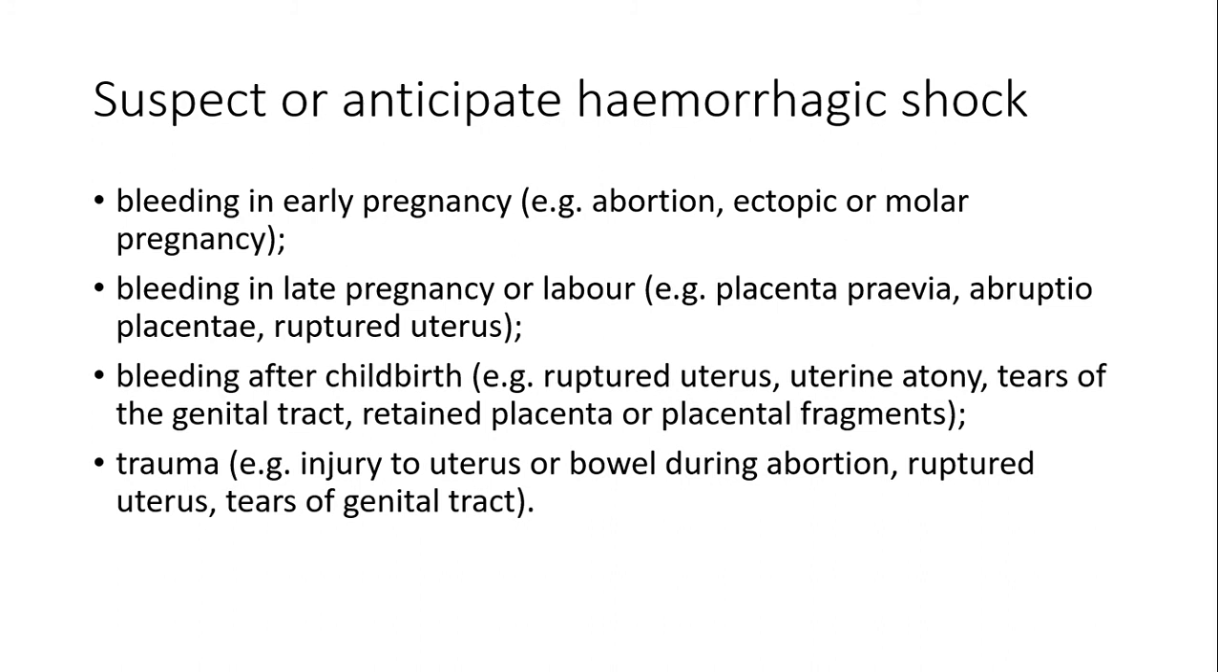Bleeding in early pregnancy, for example, in case of abortion, ectopic pregnancy; bleeding in late pregnancy or labor, in case of placenta previa or premature separation of the placenta, uterine rupture; bleeding after childbirth, from uterine atony, genital tract lacerations, retained products of the placenta, and different traumas, injury of the uterus or bowel during abortion, ruptured uterus, genital tract organs.